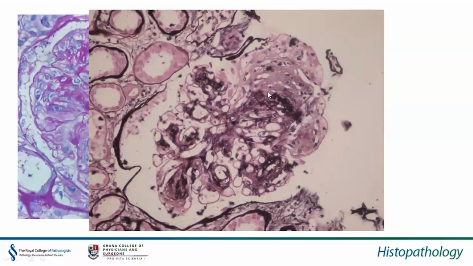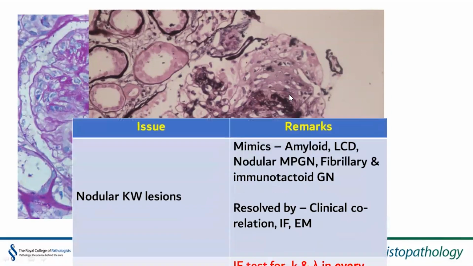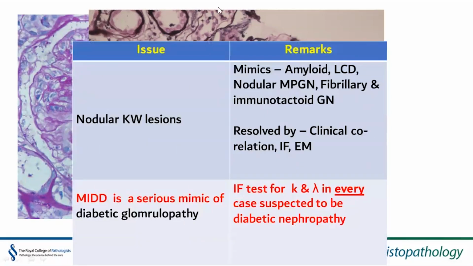And on silver stain, this is the appearance. It often has a very lamellated appearance on the silver stain, and this is a diabetic glomerulopathy. Now, actually, you don't need to do a kidney biopsy to make a diagnosis of diabetic glomerulopathy. The clinician will know that the patient has an underlying diabetic glomerulopathy. If they have a retinopathy, they almost always have a diabetic glomerulopathy. And if they have proteinuria and a retinopathy, they know.